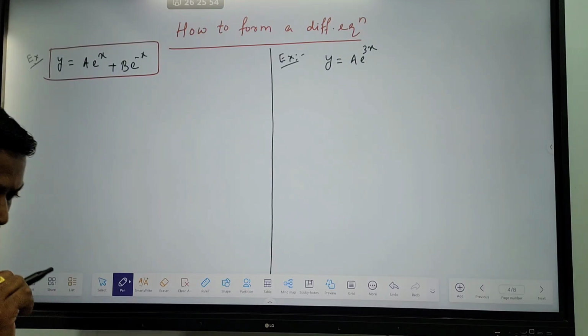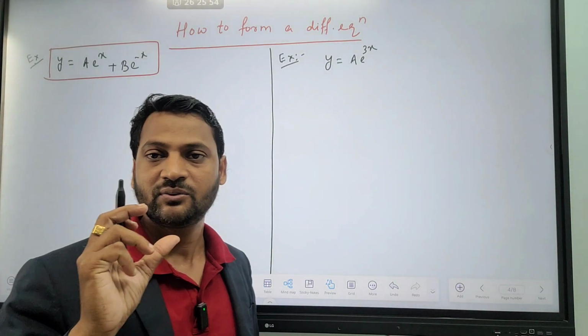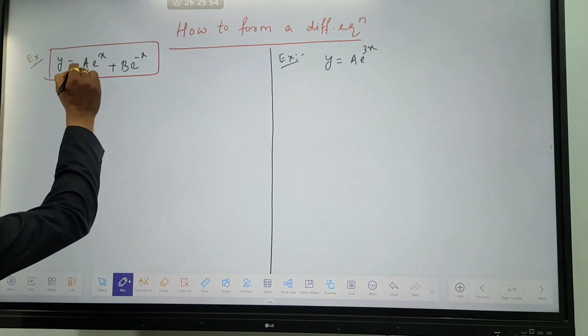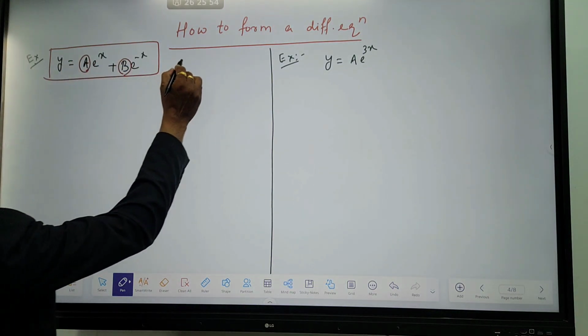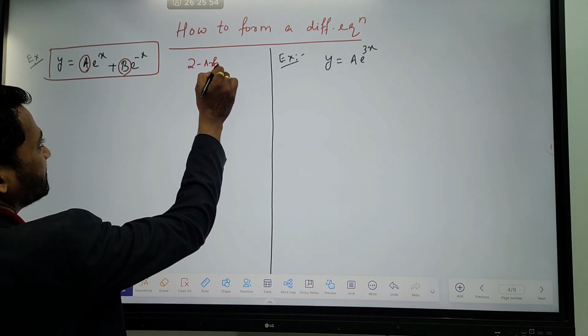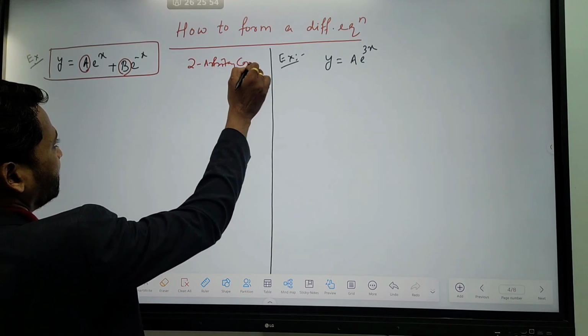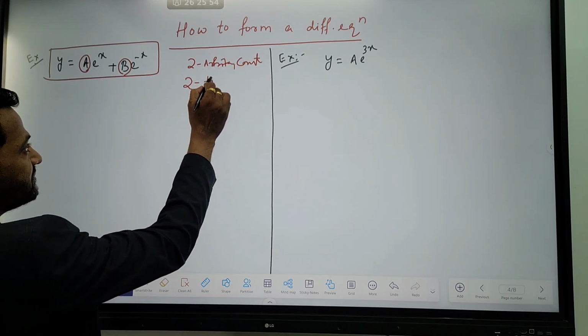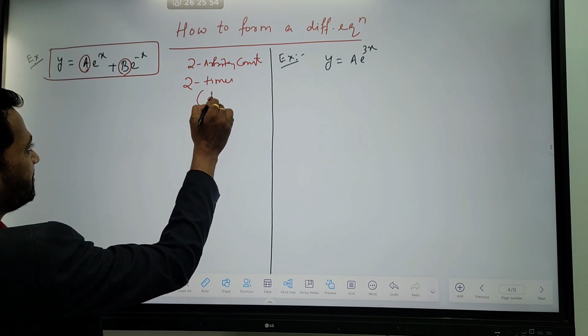पहले check करो in this equation how many arbitrary constants are there. So in this equation there are 2 arbitrary constants. Remember, if there are 2 arbitrary constants, you have to differentiate this function 2 times. Just इतना याद रखो, बस हो जाएगा.